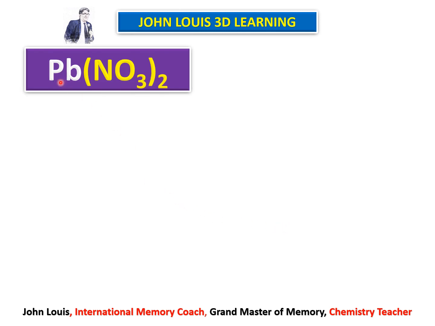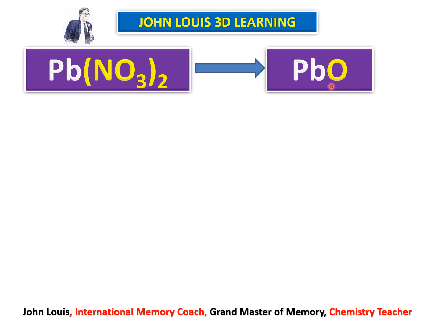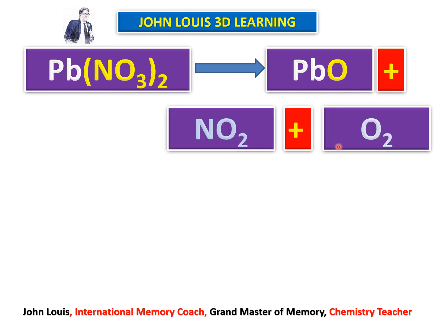Okay, the next equation is Pb(NO3)2 gives PbO plus NO2 plus O2. What is Pb(NO3)2? Here Pb is lead and NO3 is nitrate. So the 2 represents what? Valency of lead. Nitrate valency is 1. Therefore, we are getting the formula Pb(NO3)2. Therefore, we know by looking at the chemical formula, Pb is lead, NO3 is nitrate. Therefore, name of this compound will be lead nitrate. And using the symbols and valencies, we can convert back into lead nitrate formula.